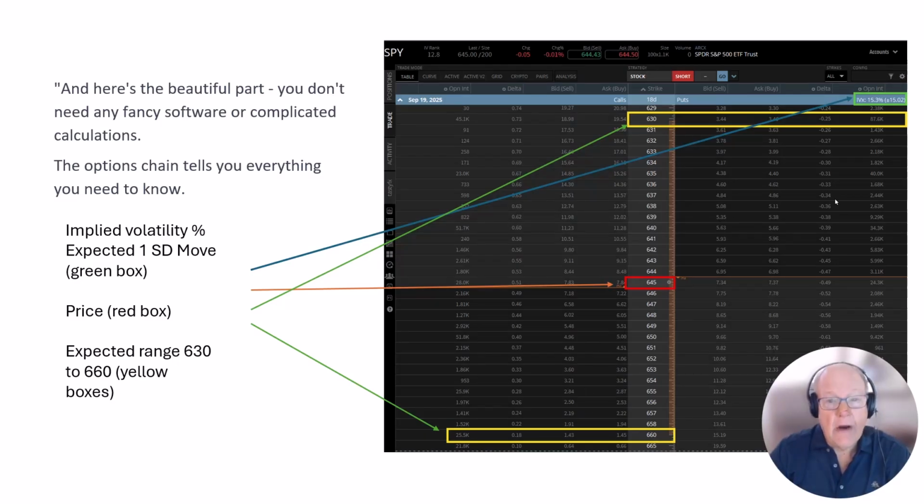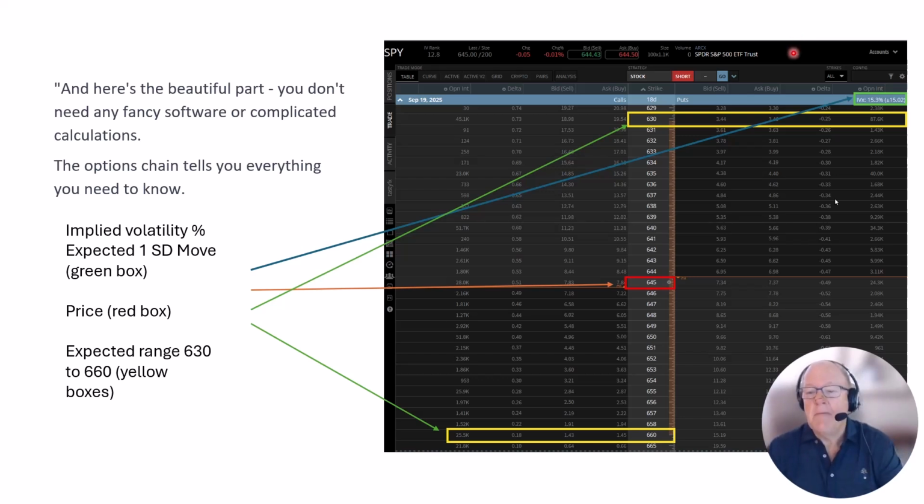Here's the option chain, and here's the beautiful part. You don't need any fancy software or complicated calculations. The option chain tells you everything you need to know. So we're going to start. I'm going to put the little laser on here as it pointed out to you. Up here in the upper right-hand corner, that little green box, it says 15.3%, and then plus or minus 15.02, if you can read that. Well, the 15.3% is the implied volatility for this 18-day period that we're in. This trade was done on September the 2nd, and there's 18 days to expiration.